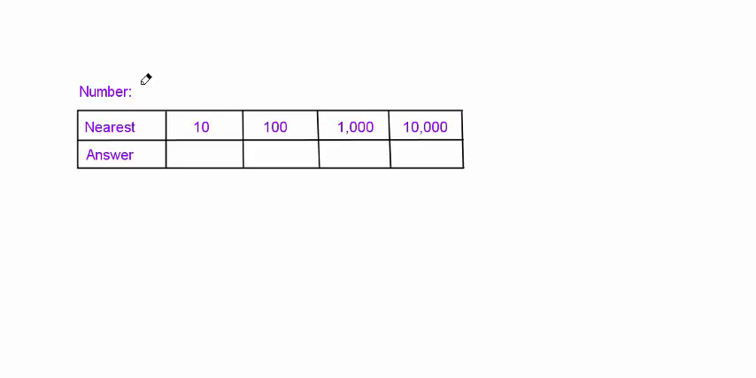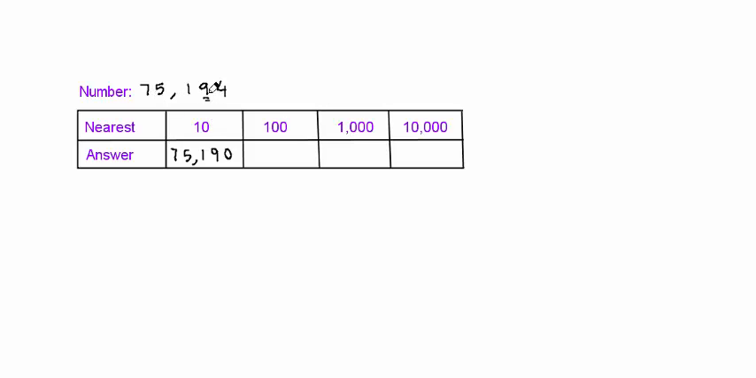Let's try and round the number 75,194 to its nearest 10, nearest 100, nearest 1000, and this time to its nearest 10,000 as well. Let's start with the nearest 10. If you look at the tens place, it's a 9. The digit after that is a 4, therefore the 9 stays the same. The 4 changes to a 0, and everything before it remains unchanged. So we have 75,190 as its nearest 10.